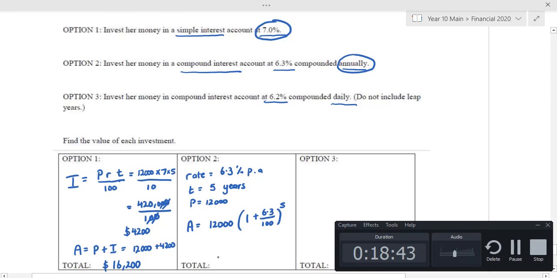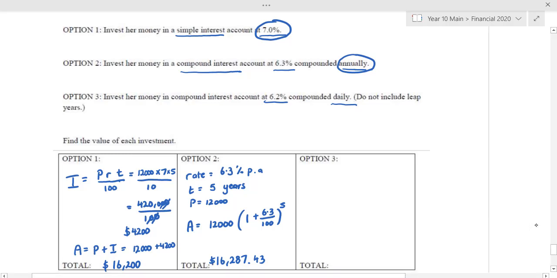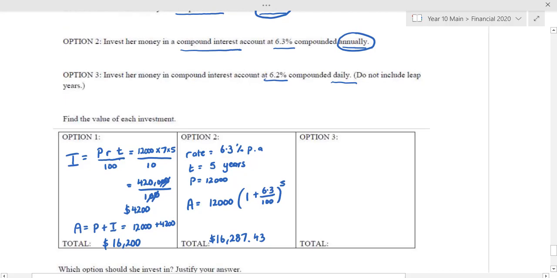So we're looking at $16,287 and I think it was 43 cents. So far out of those two, we're compounding 6.3% annually. That's going to give us better than the 7% of simple interest. Okay, so far we're looking at option 2. Well, let's look at option 3.